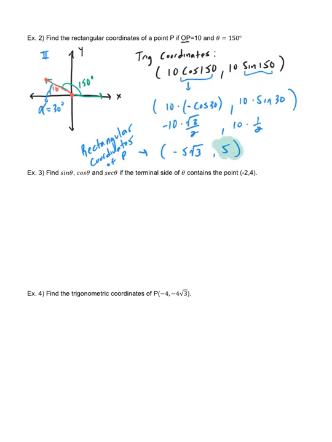It's a lot easier for us to work with them just because our minds understand the quantity negative 5 square root of 3 and 5 a little bit more than they do something like 10 cosine 150, just because we've been graphing with that Cartesian xy coordinate plane for our whole lives.